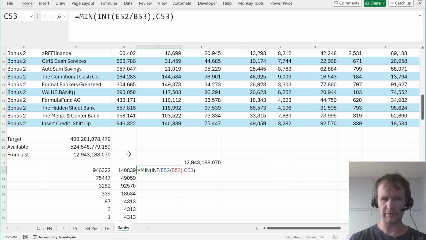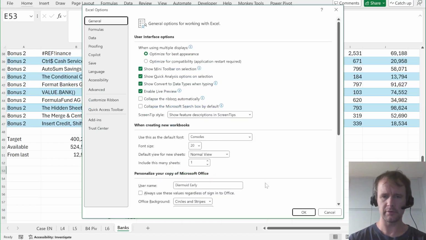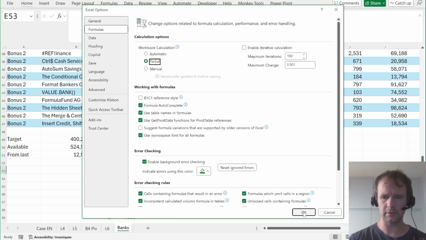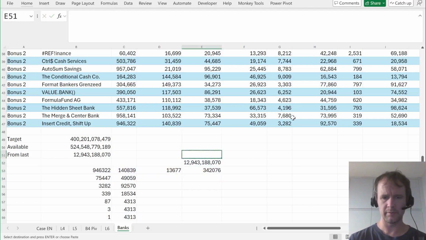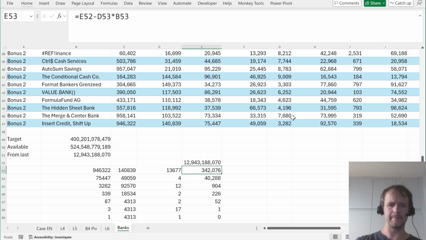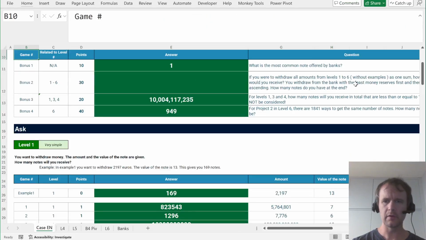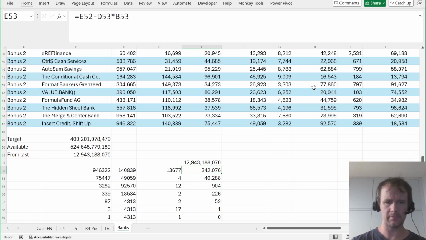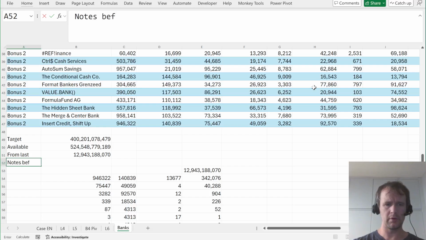Whoa, why is that triggering a full recalc? That's not good. Let's make sure data tables are turned to partial. Good. Okay. So then it's going to be this minus this times this. Okay. So then the question is what? How many notes? I think. How many notes do you have again? Yes. Okay. So notes before last.